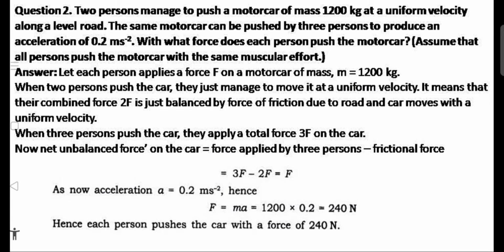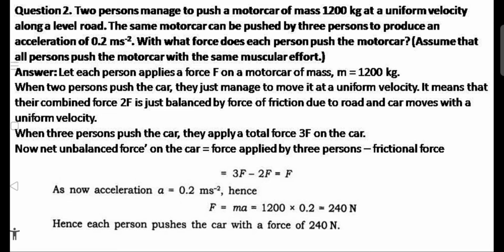Question number 2. Two persons managed to push a motor car of mass 1200 kg at a uniform velocity along a level road. The same motor car can be pushed by 3 persons to produce an acceleration of 0.2 meter per second square. With what forces does each person push the motor car? Assume that all persons push the motor car with the same muscular effort.